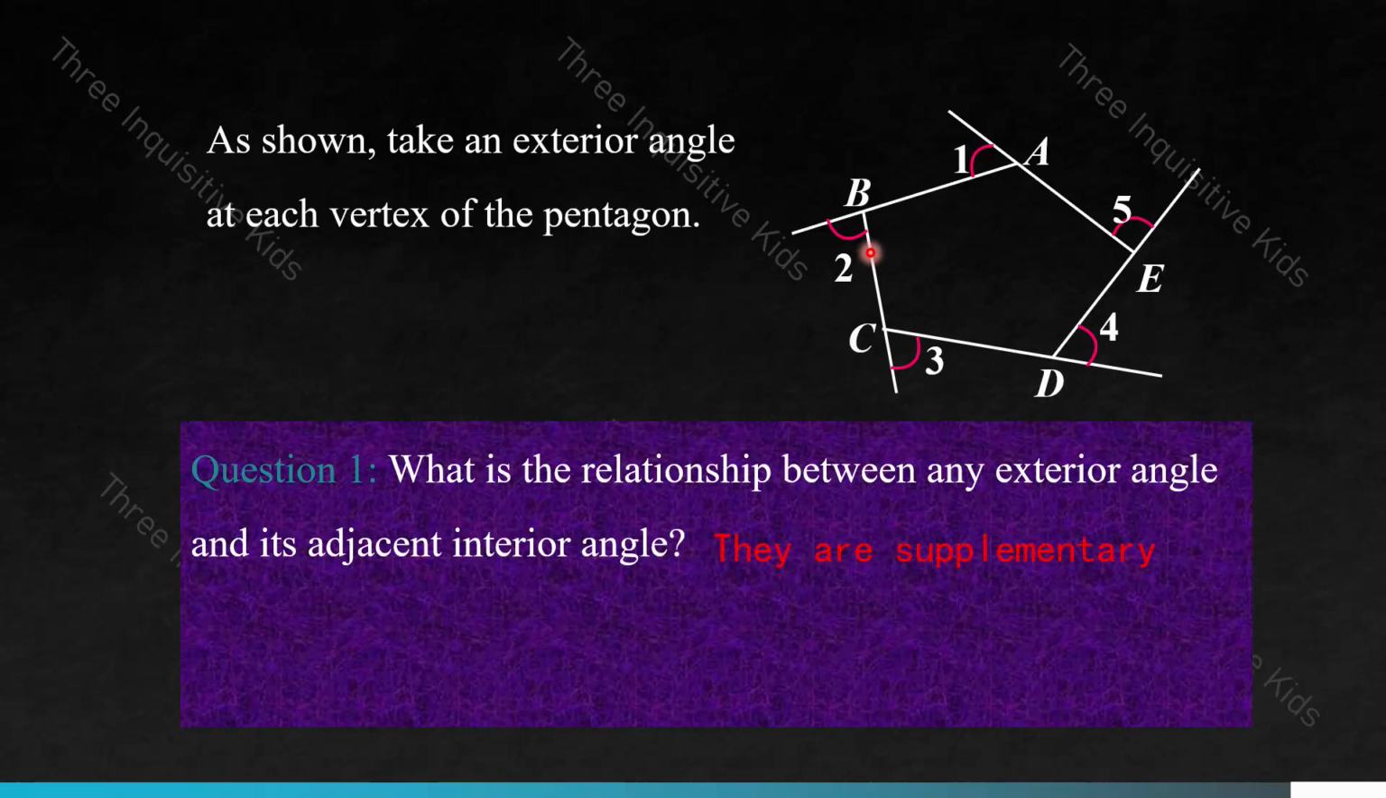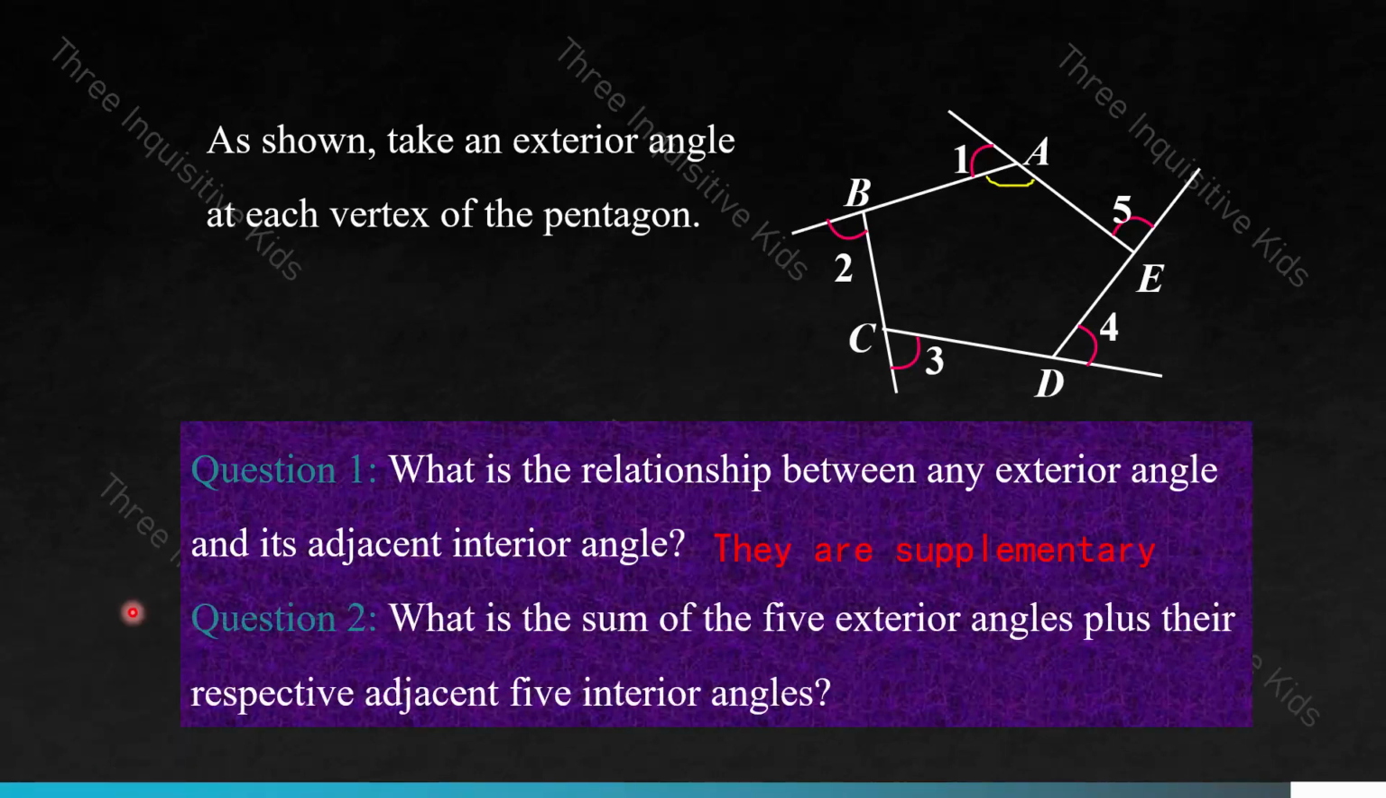Well, our answer is that they are supplementary, because let's take an example. This is angle A, that is an interior angle. Its corresponding exterior angle would be angle 1. And since they fall on the same straight line, it means that added together they must be 180 degrees.